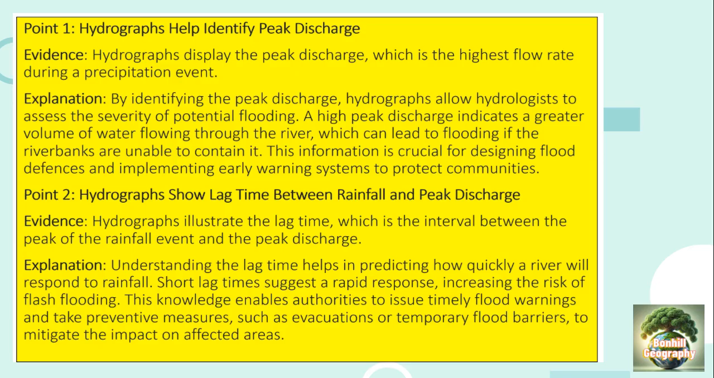They also show lag time between rainfall and peak discharge. Hydrographs illustrate the lag time, which is the interval between the peak of the rainfall event and peak discharge. Understanding the lag time helps in predicting how quickly a river will respond to rainfall. A short lag time suggests a rapid response, increasing the risk of flash flooding. This knowledge enables authorities to issue timely flood warnings and take preventative measures, including evacuations and temporary flood barriers, to mitigate the impact on the affected areas.